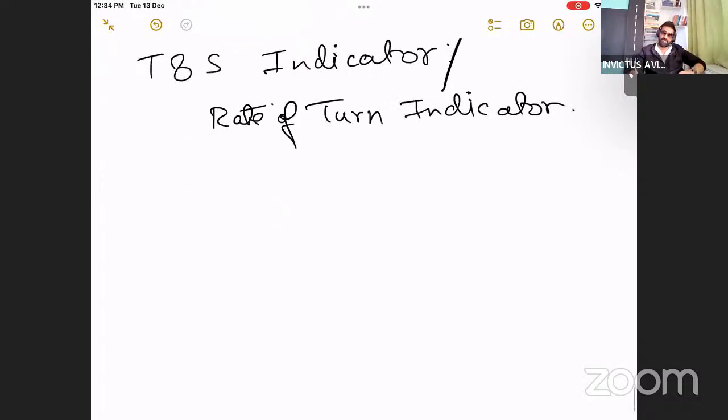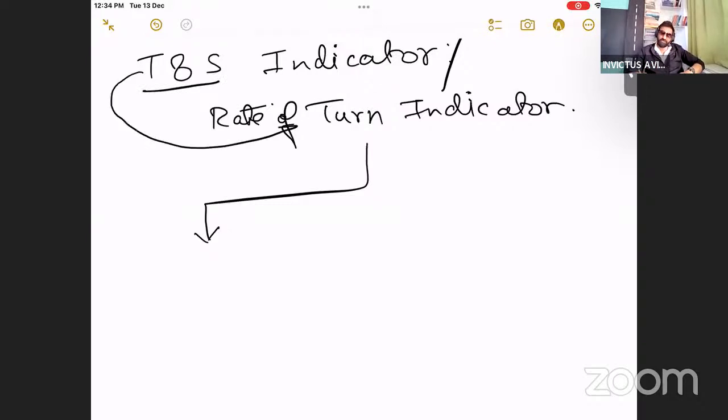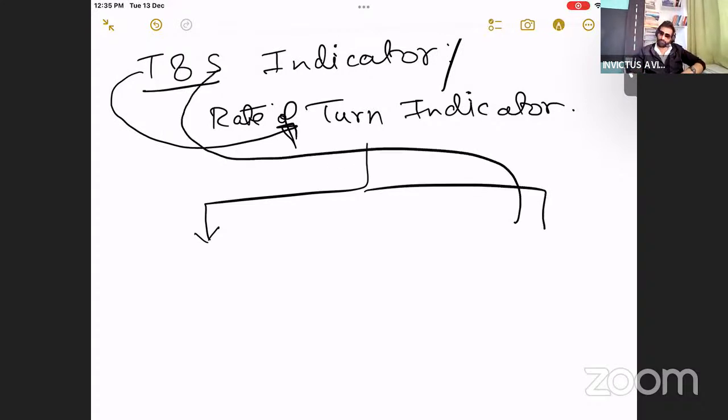So the first element is, the name is turn and slip. Whenever there is turn, we call it rate of turn or turn and rate. There are multiple names, students. Do not get confused. It's the same thing. And then the slip indicator, S stands for the other part, the slip indicator.